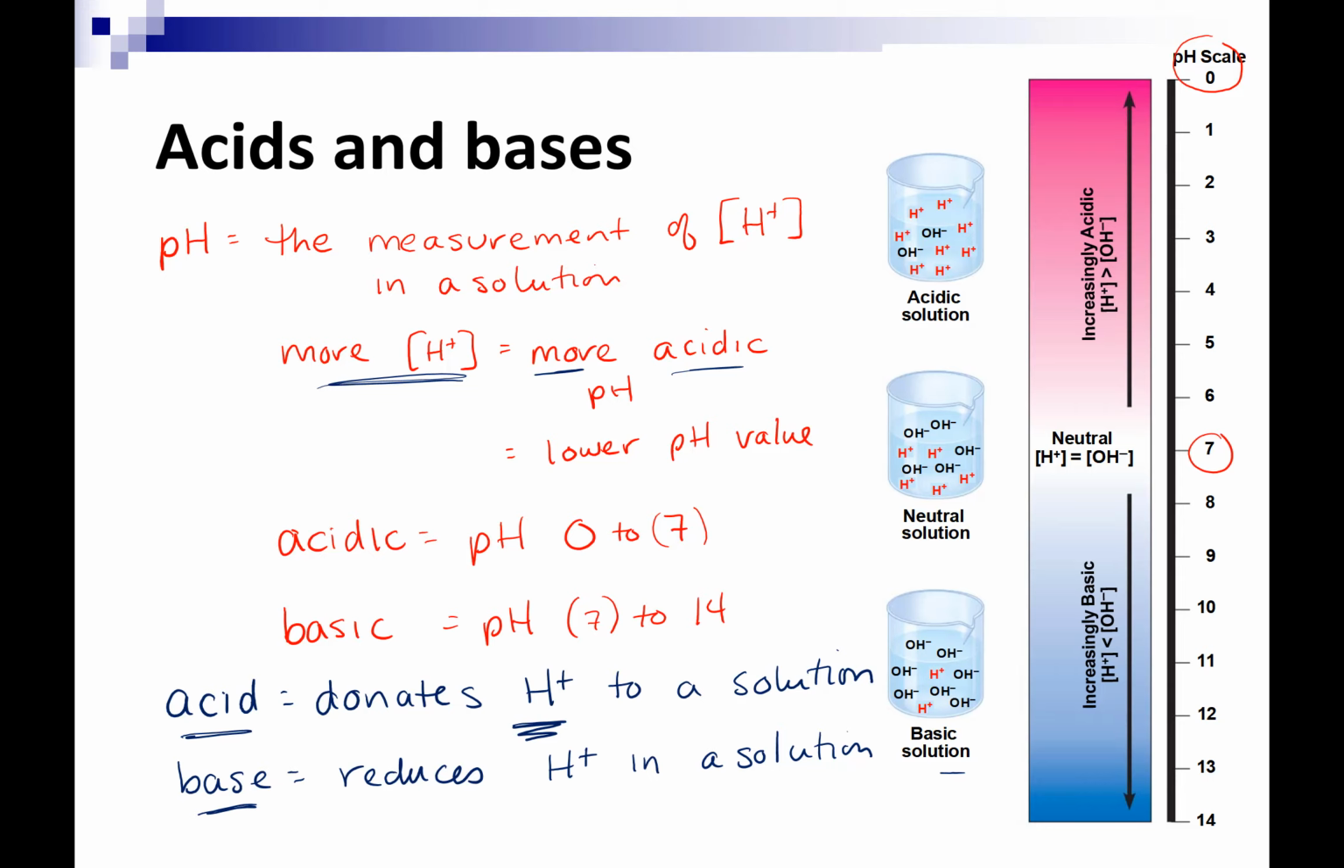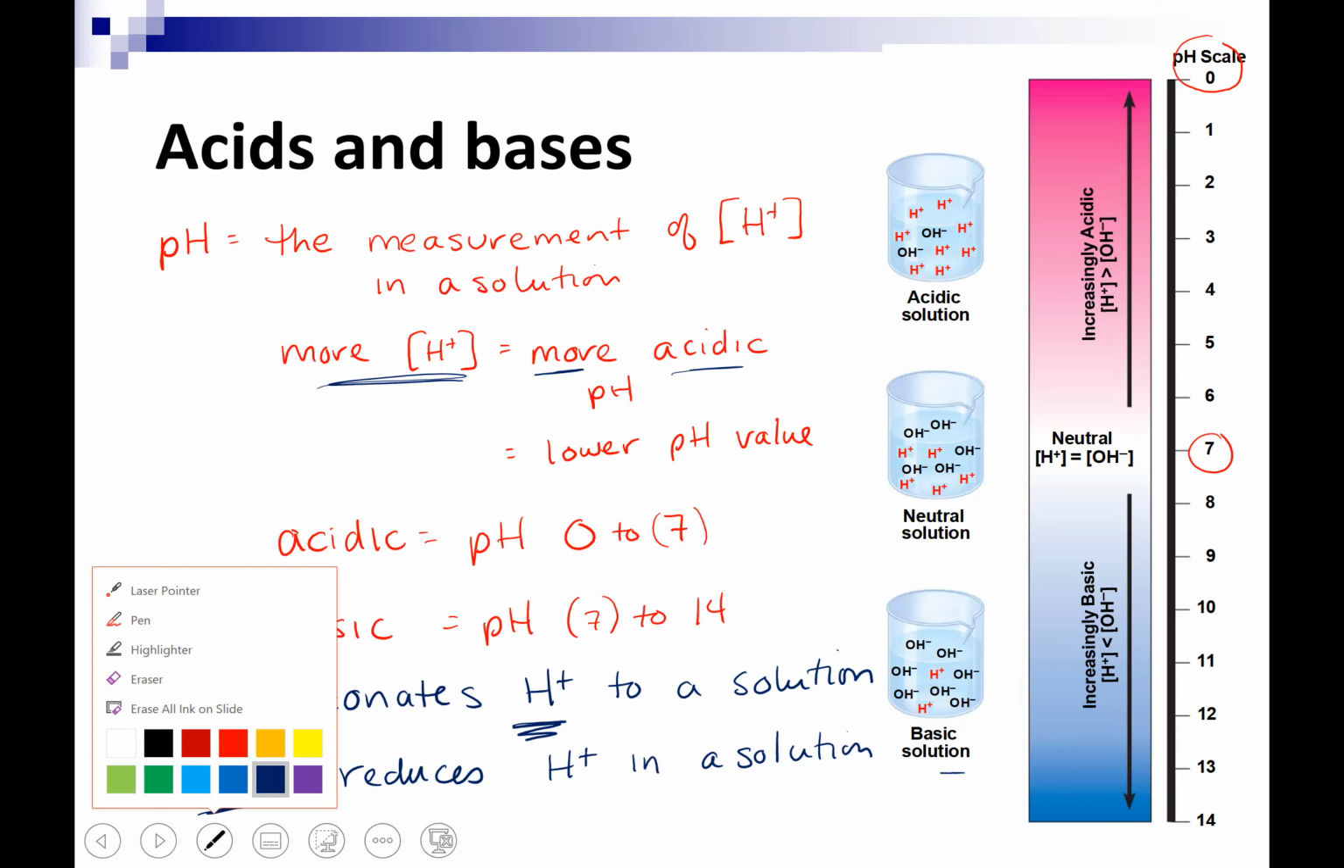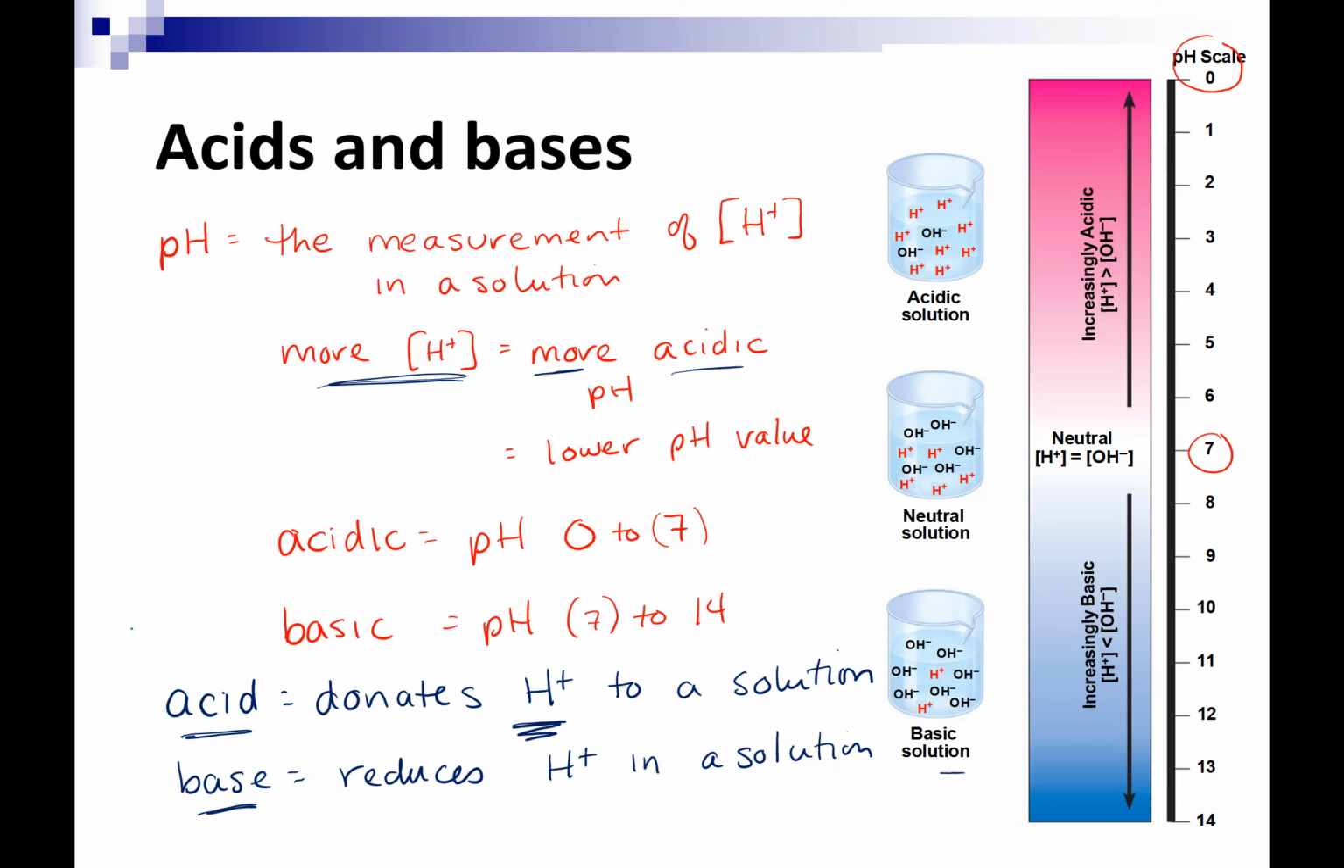So you need to know those definitions, and you need to understand this pH scale of low pH is acidic, high pH is basic. Another term for basic is alkaline. So you may have heard this term as well. An alkaline solution is a basic solution.